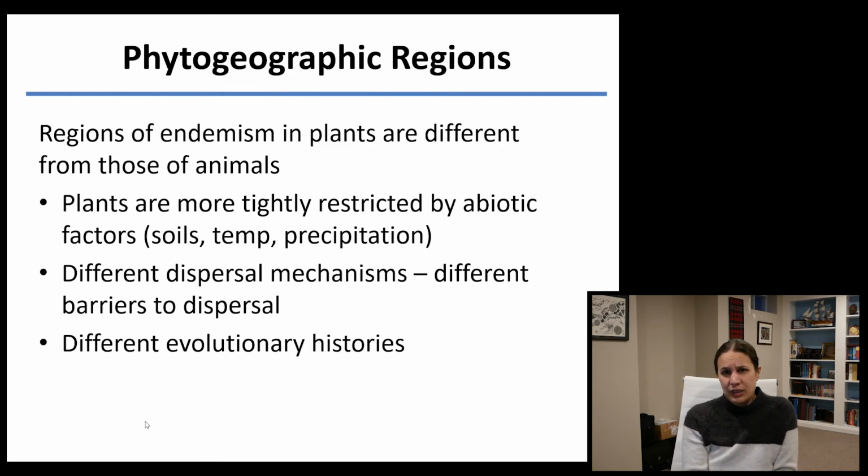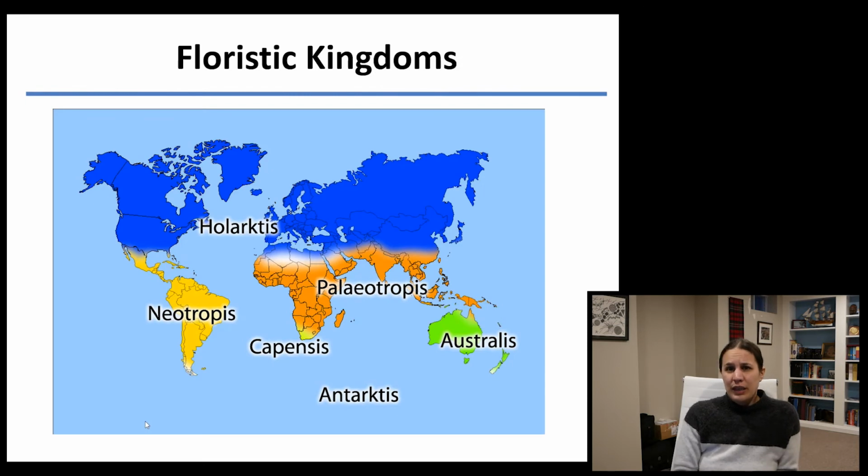So plants have different dispersal mechanisms than animals. They have different barriers to dispersal that gives us a different biogeographic classification scheme. And plants also have different evolutionary histories. So when we divide Earth into floristic kingdoms instead of the Sclater-Wallace scheme based on animals, we do see a lot of similarities. They're roughly similar, but we also see some key differences.